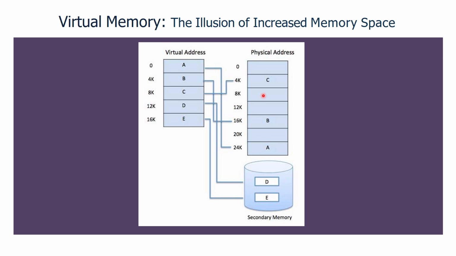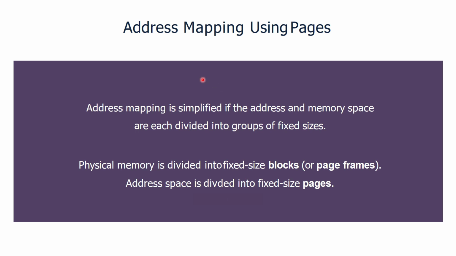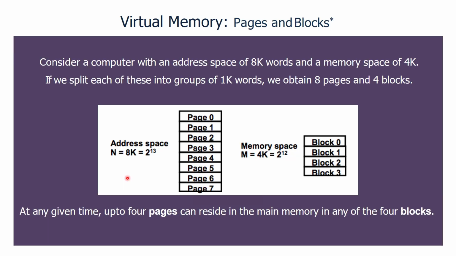Let's continue. Now, what is address mapping using pages? Address mapping is simplified if the address space and memory space are each divided into groups of fixed sizes. The physical memory is divided into fixed size blocks, called page frames. Address space is divided into fixed size pages. So the pages are in the virtual memory and the blocks are in the physical memory.